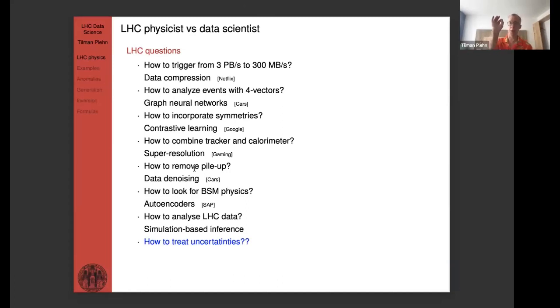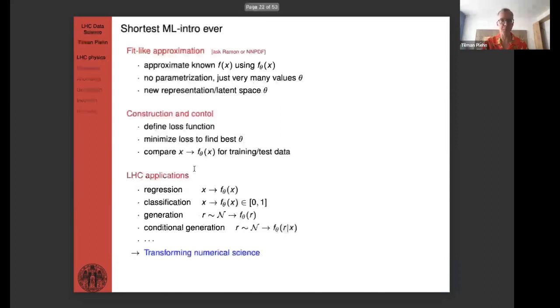The only point from that list where you're going to have a hard time convincing a data scientist to help you in LHC physics is when it comes to the topic of uncertainties, because uncertainties is something where LHC physics really is heading in the movement.